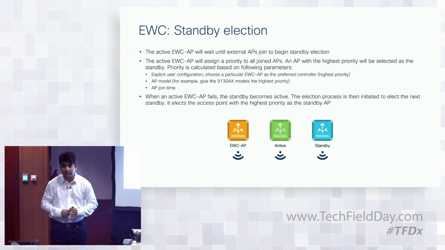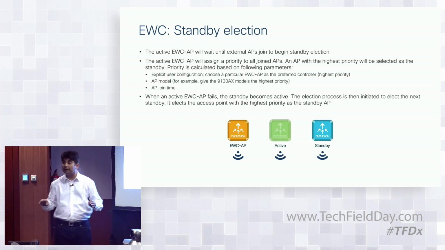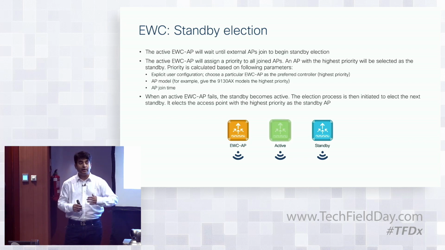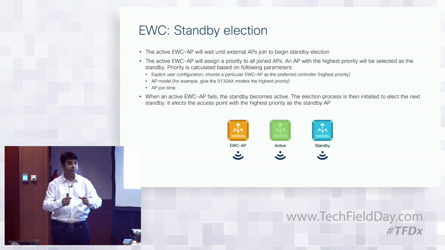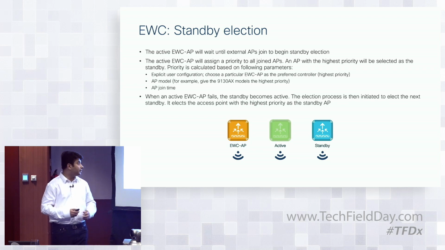Now the algorithm runs in such a way that if it has been manually configured which access point will be my standby, that will take the highest priority. But if somebody has not configured the standby controller, then we decide based on the access point model number. If it is 9130, that's top priority because that's the biggest access point we have. Then 9120, 9117, and 9115. So if all are 9130s, then based on which access point has joined first, based on the join time, that becomes the standby controller. So the election procedure is very simple.